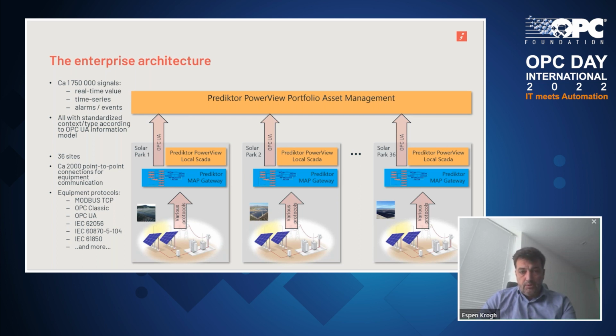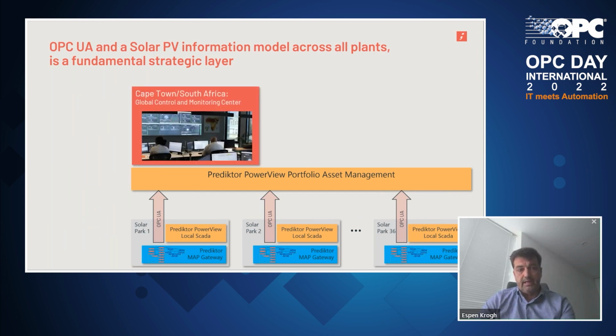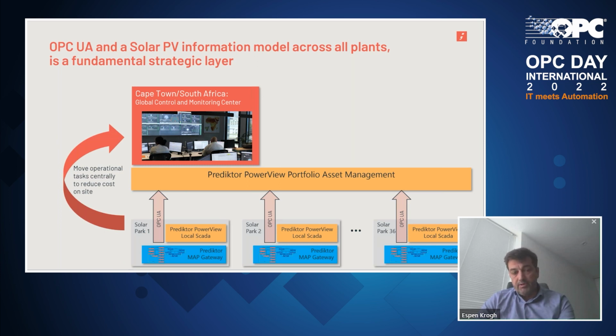The usage of this architecture in the Scatec organization can be described like this. They have a global control and monitoring center in Cape Town, South Africa. They use this centralized portfolio asset management system, and they can take on more and more tasks from the local site, so that Scatec can reduce the cost on the site and leave the site basically to do the rudimentary maintenance tasks when needed.